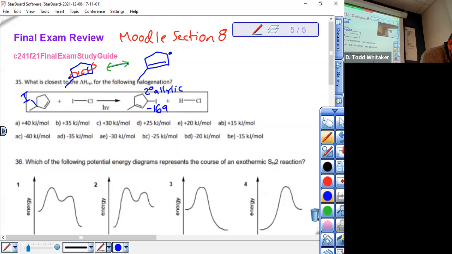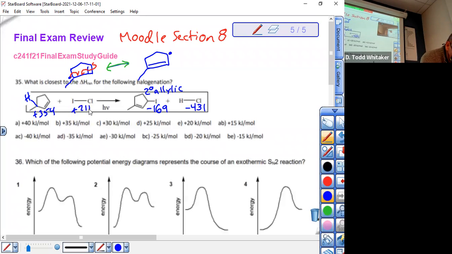Negative 169. This one I've used so many times. I've memorized it, but you know, you look it up. It's on the same table. Negative 431. I don't know why I drew an I here. That should be an H. That's what you're breaking, right? Tertiary allylic C bonded to H needs to be broken. That's this one, positive 354. ICl needs to be broken. Way down here, ClI positive 211.